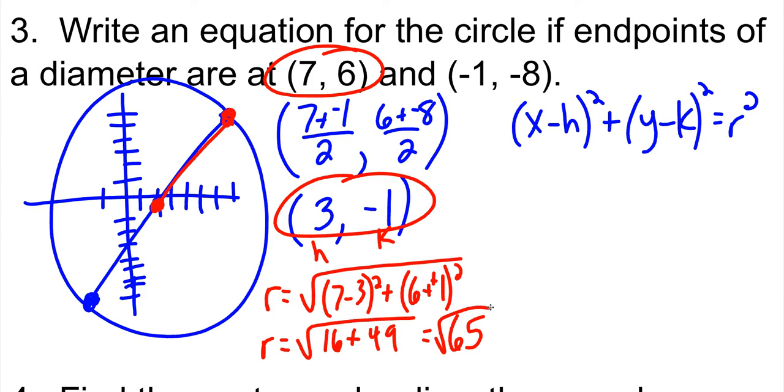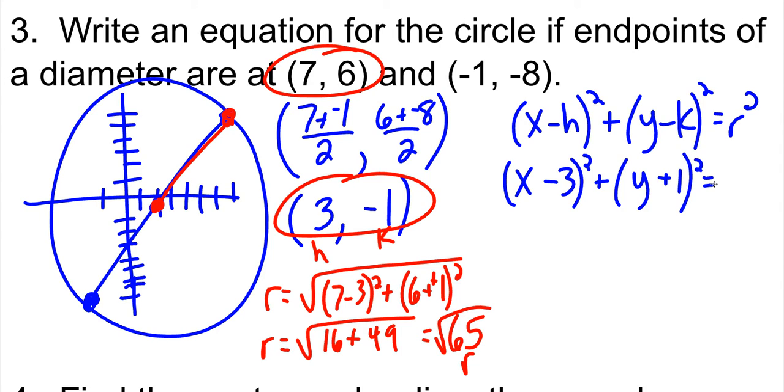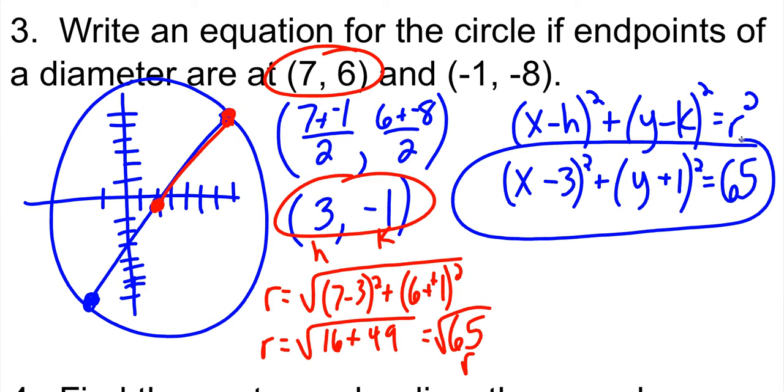So now I have h and k, I have my r, so we'll come over here and plug those in. x minus h, which is 3. y minus −1. No, it's minus a −1, which is going to be +1. Equals, it's the square root of 65 is my radius, and I have to square that. So the square root and the square just cancel each other out. So equals 65. And that's the equation of this circle.